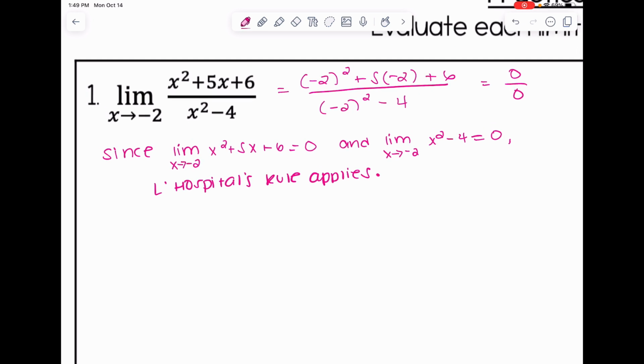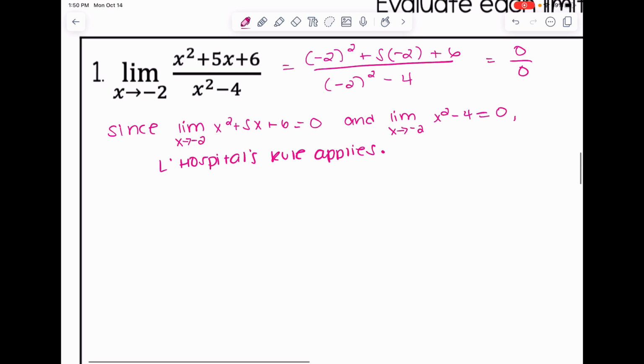So if we're writing this on a short answer question, let's say you're taking AP Calculus and you need to explain this, you need to show these requirements before you actually do the work. On some of them in this video, we're not going to write it out every single time, but this is the idea that if the limit of the numerator and the limit of the denominator is equal to 0, we can use L'Hopital's rule. So what that means is we're going to find the limit as x approaches -2 of 2x plus 5 over 2x.